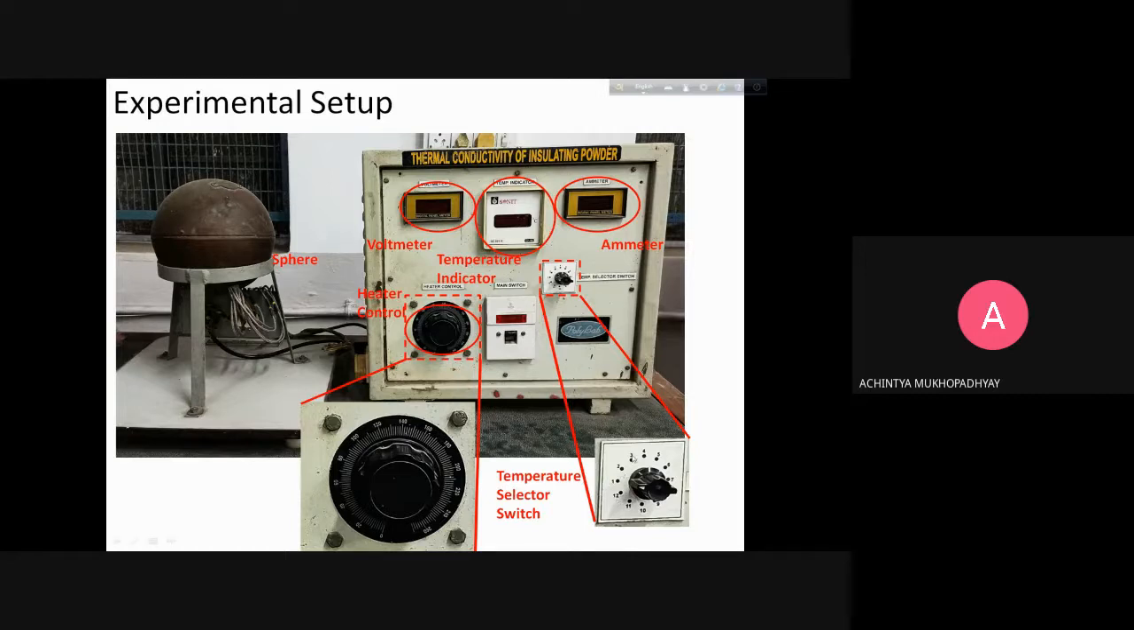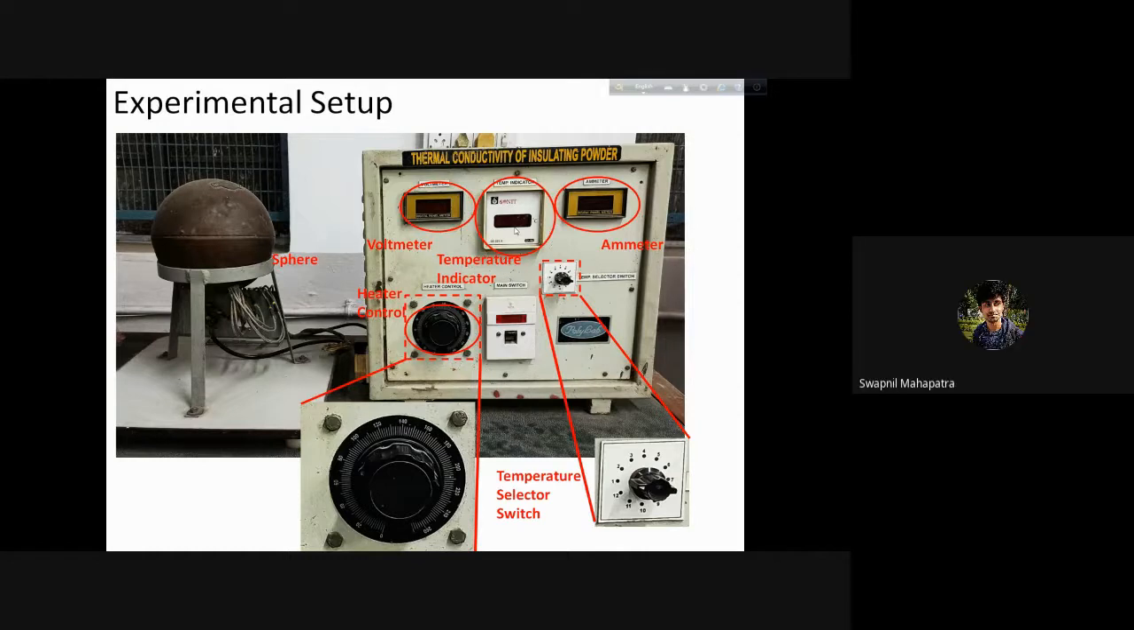So starting from 1 to 10, if you just turn the selector switch to one of these values, the reading that you will get in the indicator will correspond to the first thermocouple or second thermocouple or fifth thermocouple or ninth thermocouple, this way. So the first 4 are for the inner shell, and the last 6 are for the outer shell. Okay, so is the setup clear?